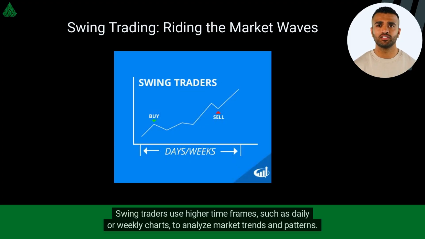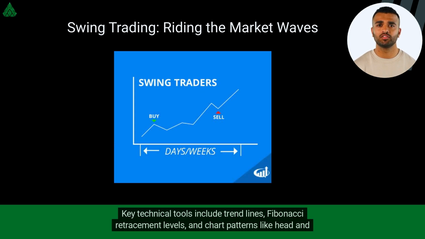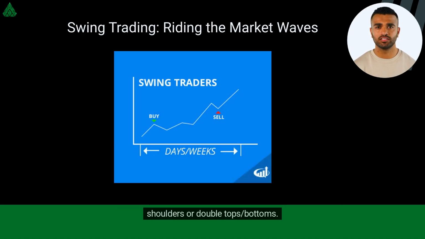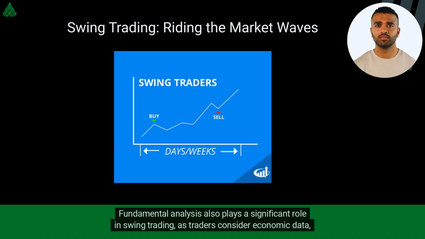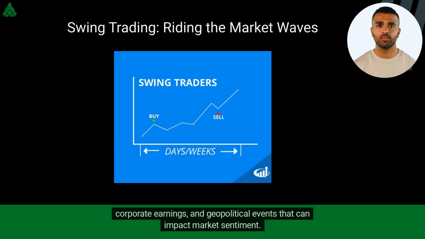Swing traders use higher time frames such as daily or weekly charts to analyze market trends and patterns. Key technical tools include trendlines, Fibonacci retracement levels, and chart patterns like head and shoulders or double tops and bottoms. Fundamental analysis also plays a significant role in swing trading, as traders consider economic data, corporate earnings, and geopolitical events that can impact market sentiment.